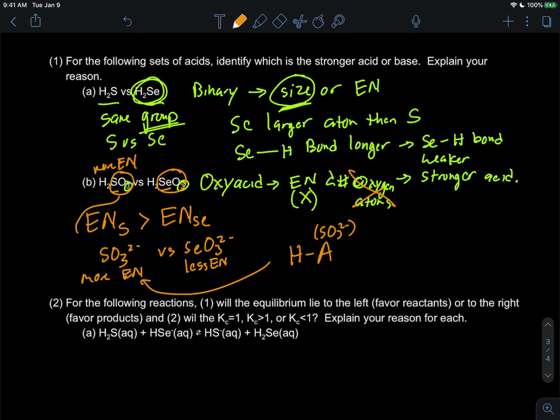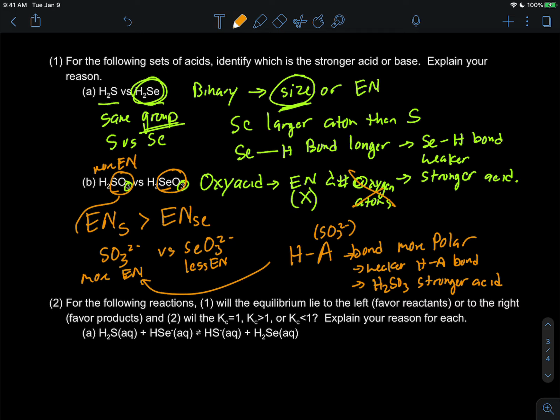That hydrogen-to-whatever-that-group-is bond will be more polar because that whole group is more electronegative, and that's going to lead to a weaker hydrogen-to-group bond, which is going to make H2SO3 a stronger acid than our H2SeO3. And again, we're comparing these relative acids to each other.